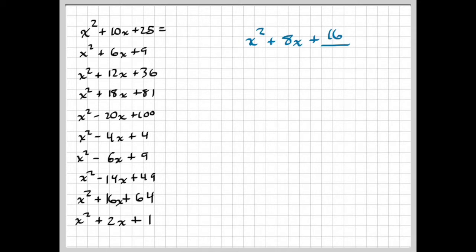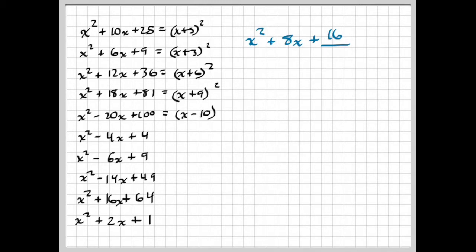Look what else I can write. If I factor this, this would be x plus 5 squared. This would be x plus 3 squared. This next one would be x plus 6 squared. These are all called perfect square trinomials. You guys got that?